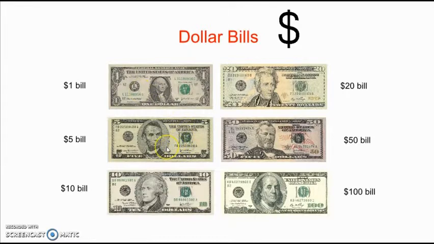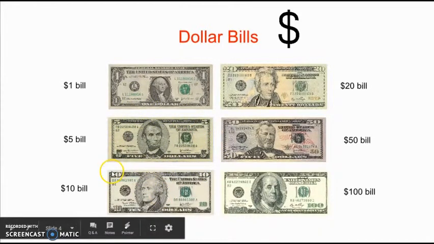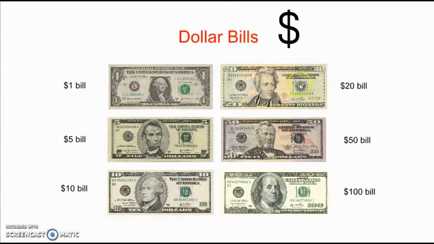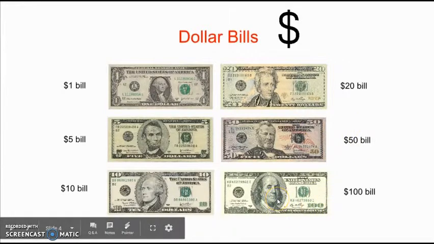And then we have the $5 bill. The 5 has a 5 in all 4 corners of it. So you know that's a $5 bill. Then there's a $10 bill. The 10 also has a 10 in each of the 4 corners. And then there's a $20 bill, which also has the 20s in each of the 4 corners. And then there's the $50 bill, which has the 50 in each of the 4 corners. And then there's also the $100 bill, which is the biggest bill, and that has 100 in each of the 4 corners.